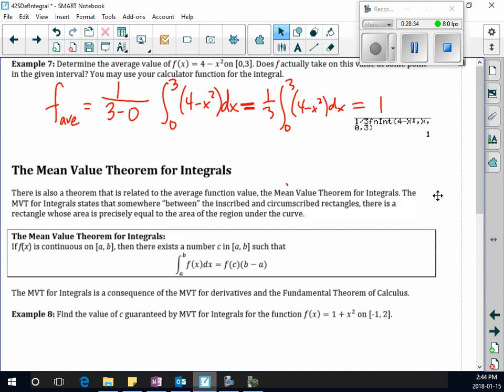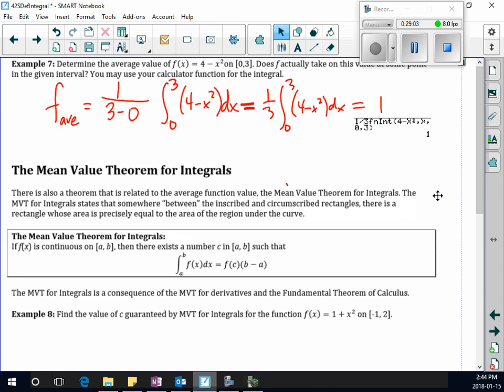Okay, so then the question asks you, does f actually take on this value at some point in the given interval? So I guess what they're asking you is, do you actually get an area? Because that 1 represents the area, right? You actually get 1 as an area. Do you get an area of 1 somewhere in that integral? Does that make sense to you that you would?